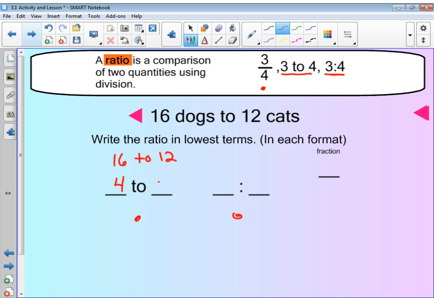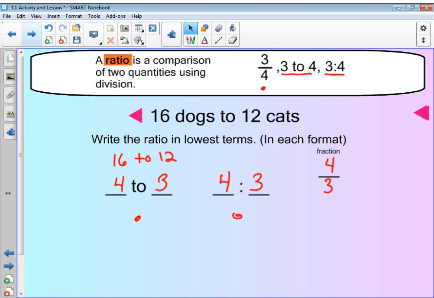4 would go into 12 3 times, so 3 cats. Okay, if we were going to use a colon, it's going to be the same format, only instead of the word 2, we would have a colon. And if I'm going to do the fraction, left to right is top to bottom. So my fraction would look like this, 4 to 3. And I would leave that as an improper fraction when I'm working with a rate or a ratio.